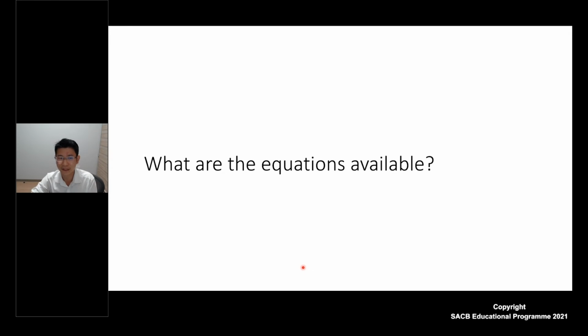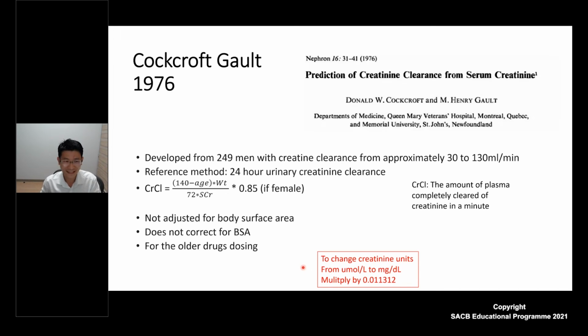So what are the equations available? In 1976, there were Cockcroft and Gault, who are from Canada. They studied 249 men with creatinine clearance. Their reference method was the 24-hour urine creatinine clearance. That means they collected a 24-hour urine sample along with a serum creatinine, calculated the creatinine clearance, and based on that single creatinine they came up with this equation. So what's the problem with this equation? They didn't even use any females. They just assumed that females have a smaller build, so they gave a 15% discount, times 0.85.